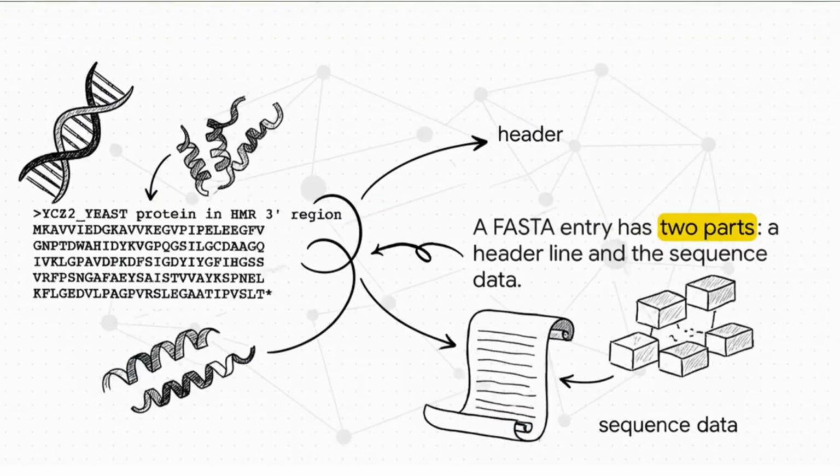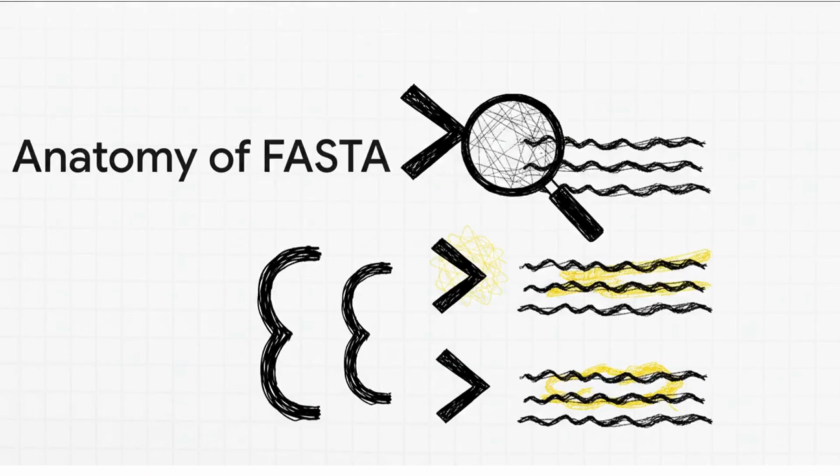And when I say simple, I mean it. Take a look. A FASTA entry literally has just 2 parts. First, you get one single header line that gives you some info about the sequence. And second, right below it, you have the sequence data itself, whether that's DNA, RNA, or protein. That's it. Now, here is the one rule you cannot forget.